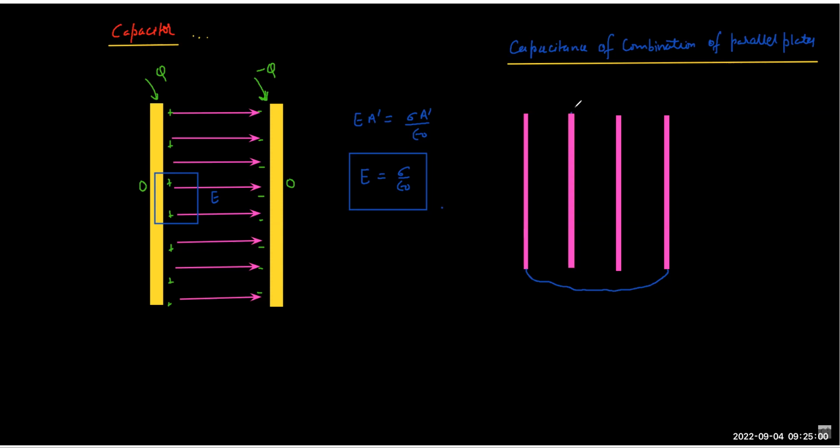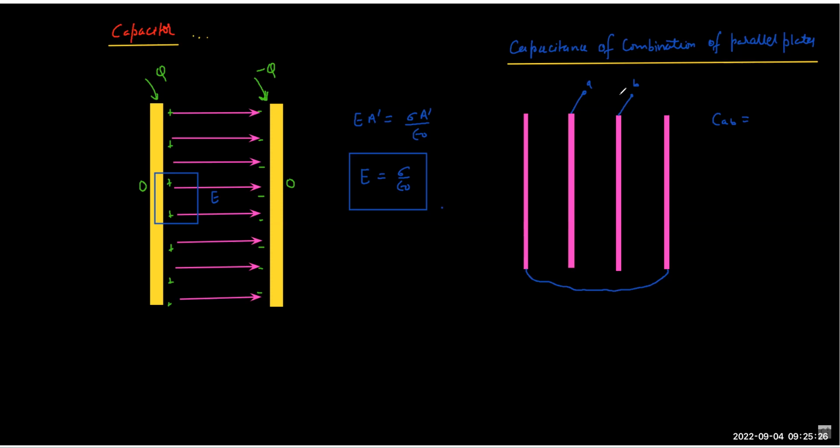the terminals A and B. So the question is, what is the capacitance of A and B? First of all, we need to understand that if I ask for the capacitance across A and B, then A and B will act as terminals, and the rest will be a simple arrangement of the plates.